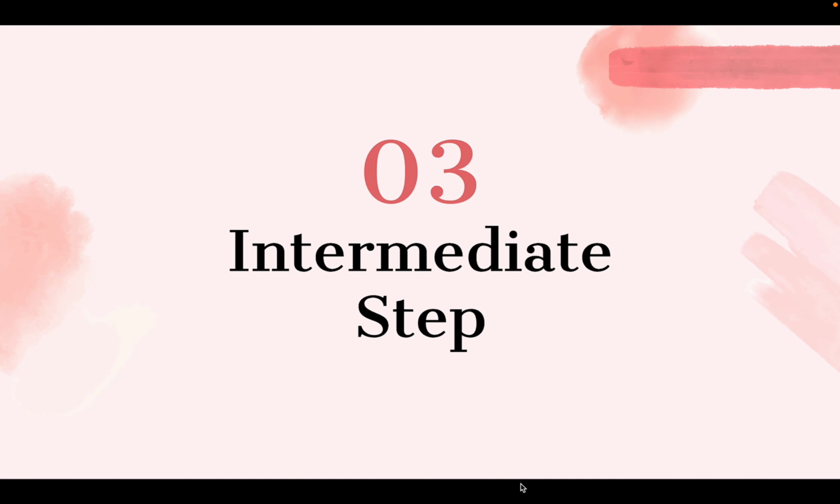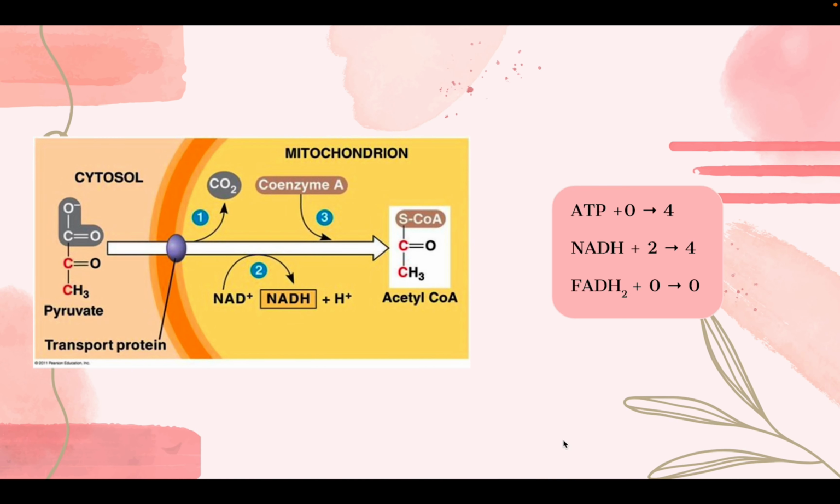Now the intermediate step. Okay, so here's a picture of what happens. Basically that pyruvate we just got out of glycolysis is still in the cytoplasm, the cytosol. It's not in the mitochondria yet, so we're going to get it into the mitochondria, where the rest of our cellular respiration is going to be happening. So pyruvate's going to come through a transport protein, and a CO2 comes off of it. This is the first point in cellular respiration where we're making CO2.